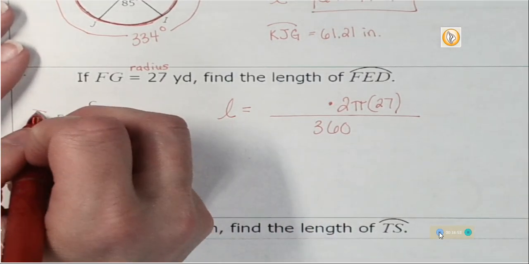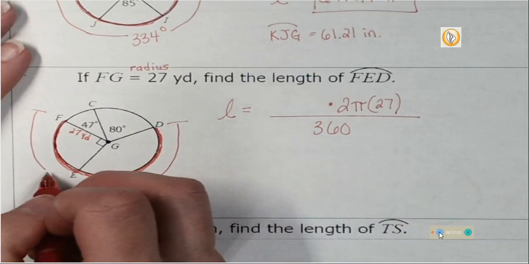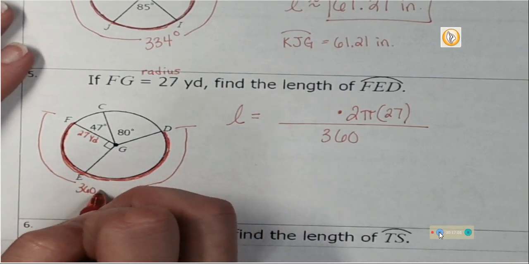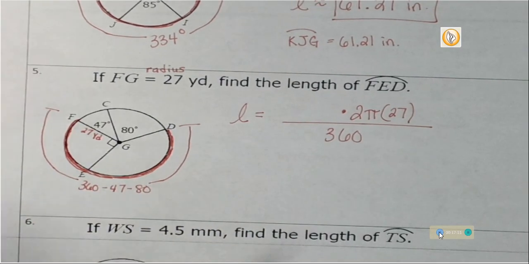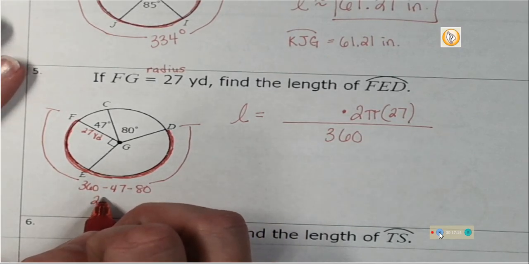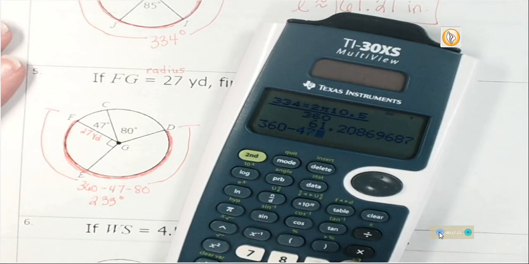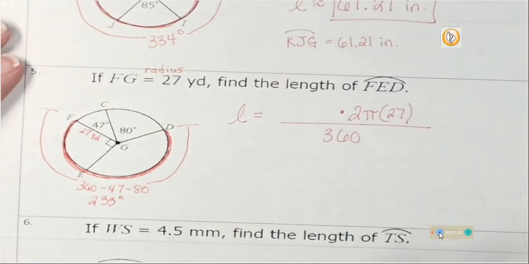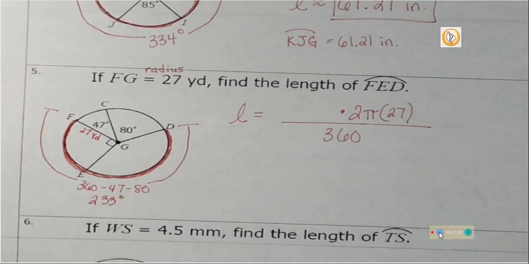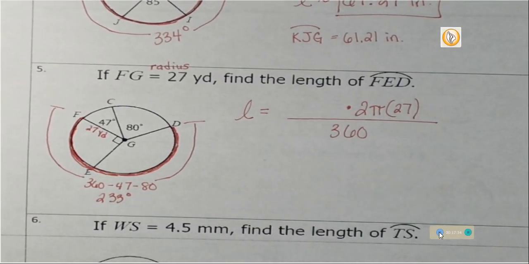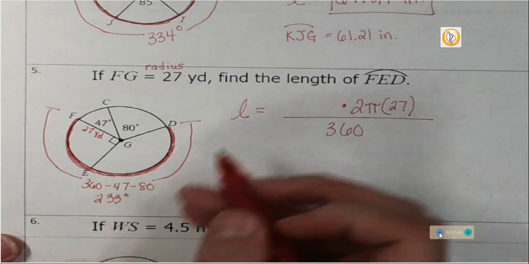Well, if you want everything else, we subtract except 47 and 80. What do you subtract it from? 360. So 360 minus 47 minus 80, because you're not using those. What does that leave you with? 233. Let's check. 360 minus 47 minus 80 is 233. So sometimes you find what you need by getting rid of what you don't need. All right, so now I'm going to take 233.